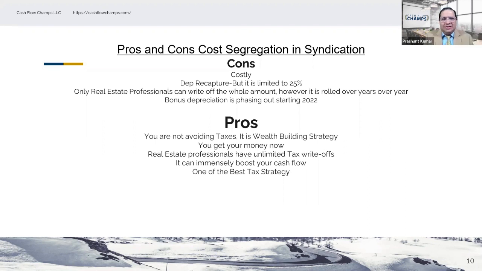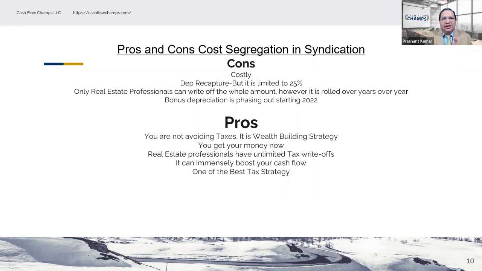You're not avoiding taxes, as I said. It's a wealth building strategy. You are deferring it for the future. And in year 5, when the property is sold, you will recapture it at a lower tax rate. Hopefully, if your original tax bracket was 40%, now you're going to recapture it at a maximum of 25%, or at your current rate, basically. So with the cost segregation, you get the money now, basically.